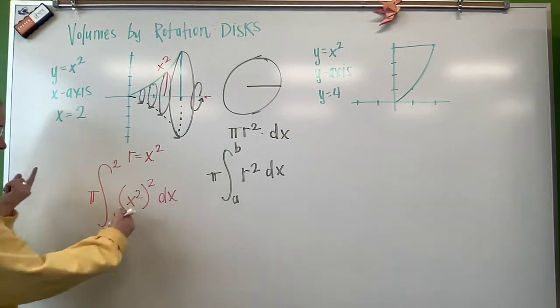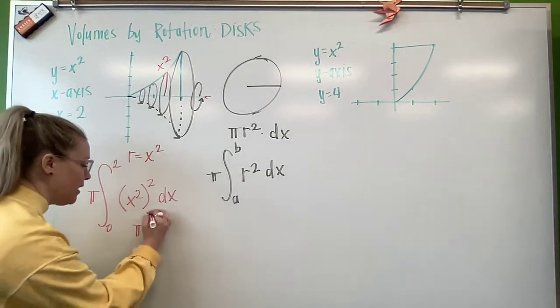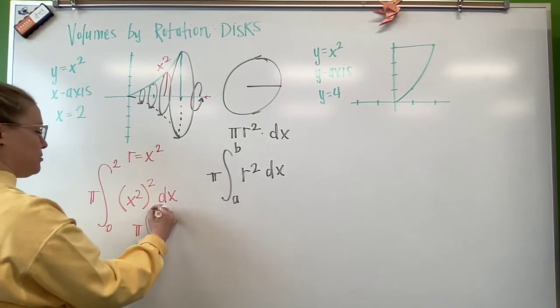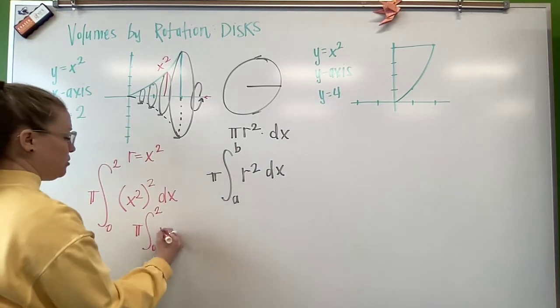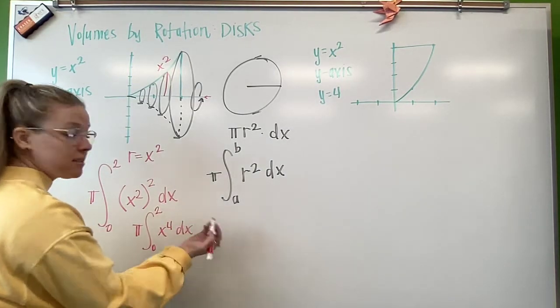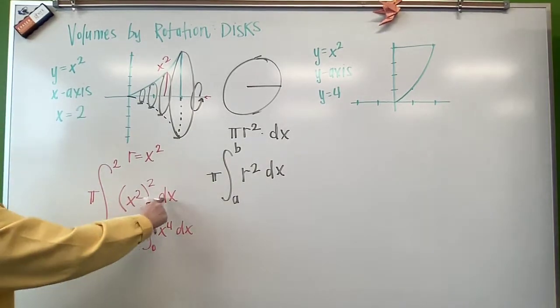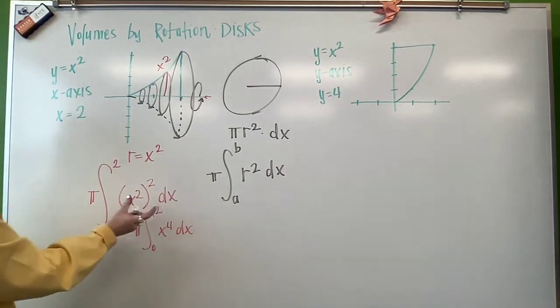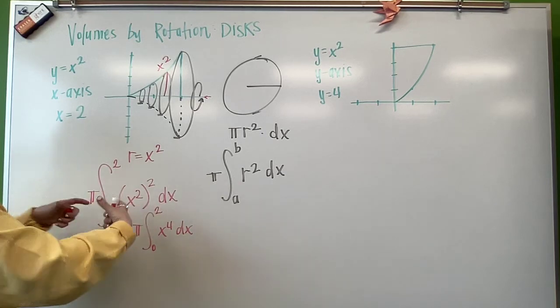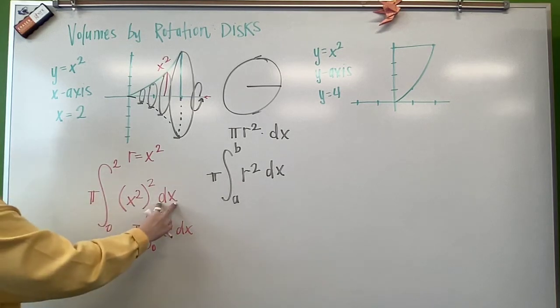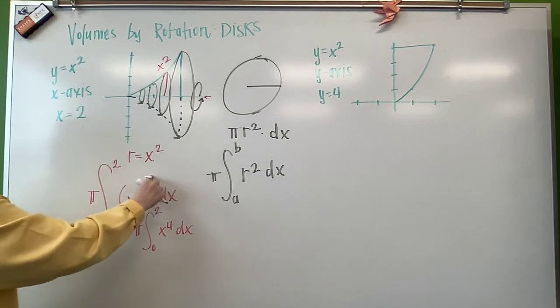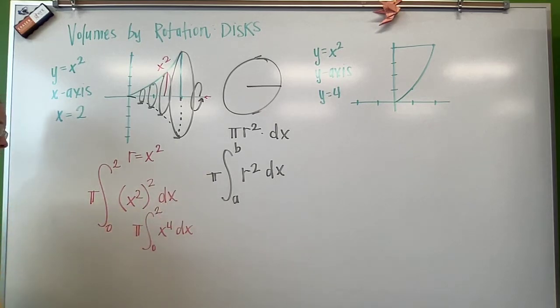Okay? And if I simplify that, I'm now looking at the integral times pi from 0 to 2 of x to the 4th dx. And now it's just solving an integral. Here is the volume of my disk, area of the plate, the base, times the depth, pi r squared dx.